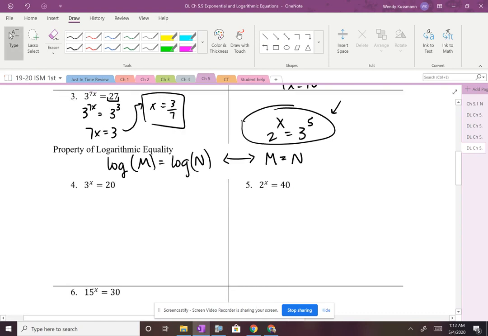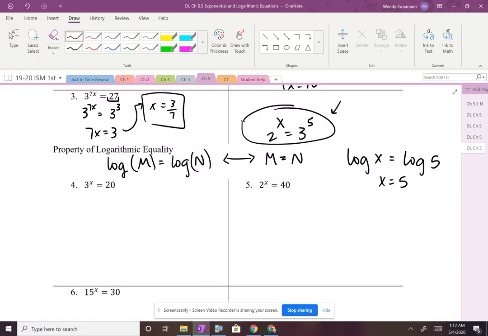So let me show you an easy one. Log of x equals log of 5. Well, in this case, very simply and logically, x has to equal 5. So this is the direct correlation. If the logarithms and the bases are the same, in this case we have understood base 10, then all you have to do is set the arguments equal. Okay, and you can go back and forth between them.